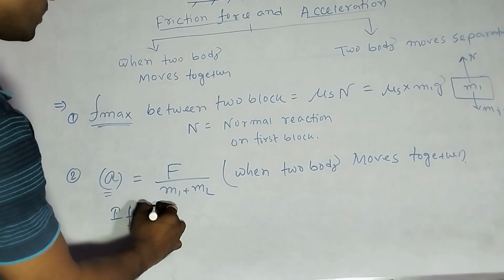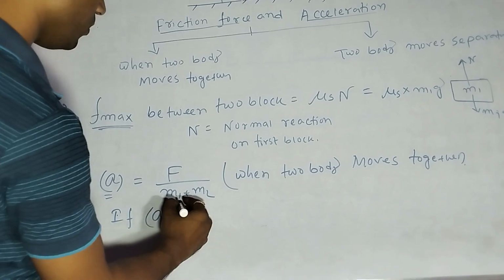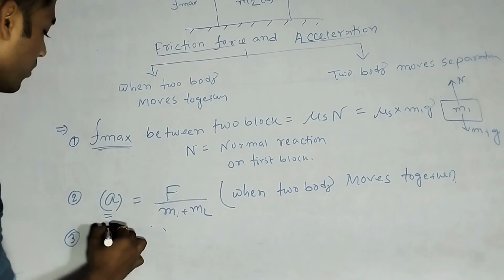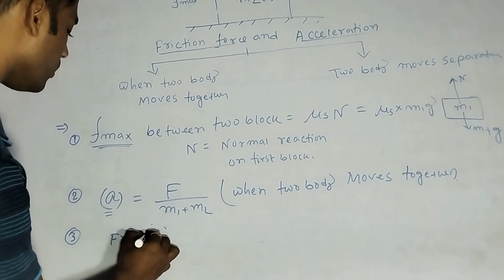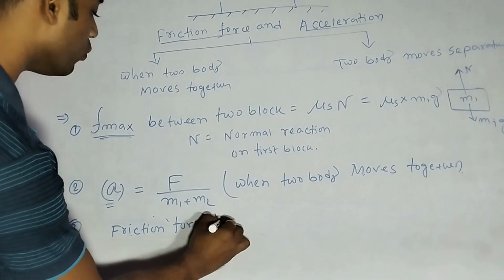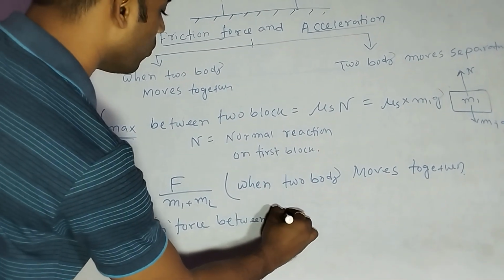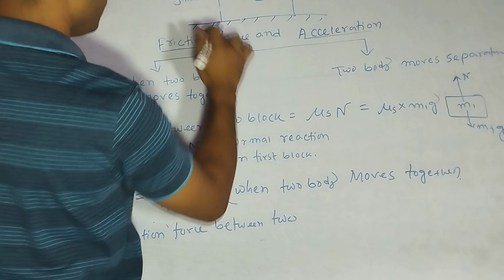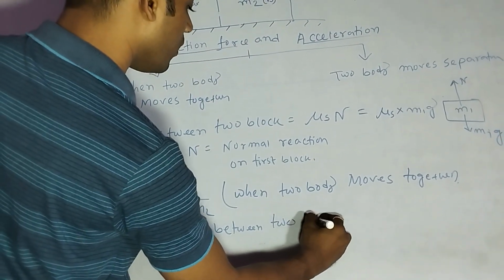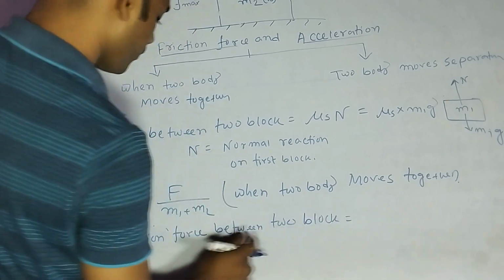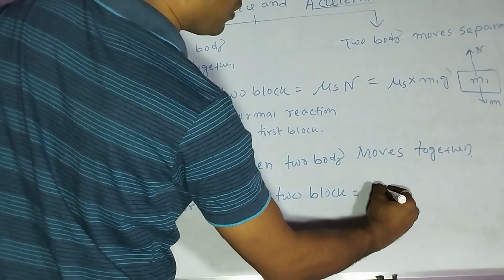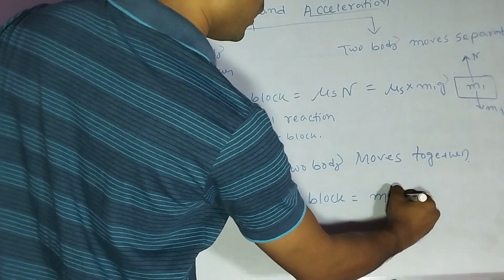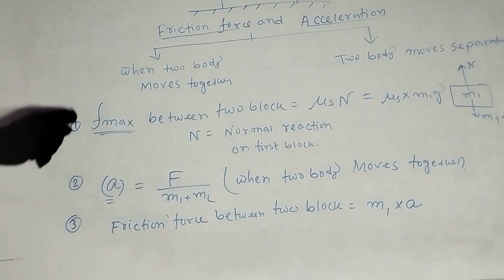Once you have the acceleration value a, the third step is to calculate the friction force between the two blocks. This is the maximum friction force, and this is the normal friction force between the two blocks. The formula for friction force between the two blocks uses the mass of the first body, m1, into a. This is the complete procedure.